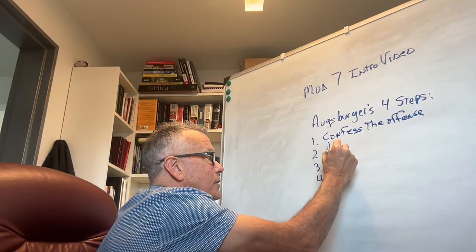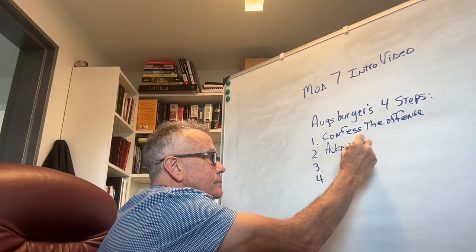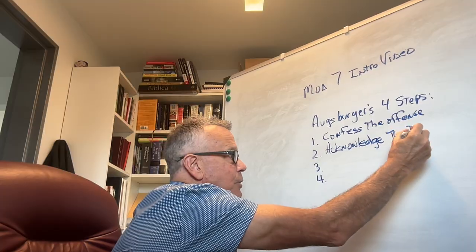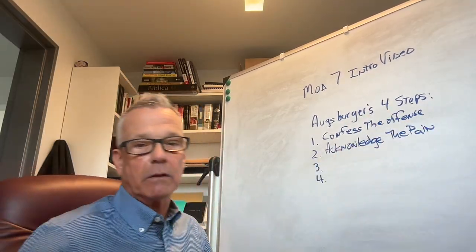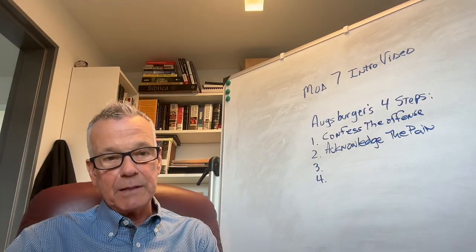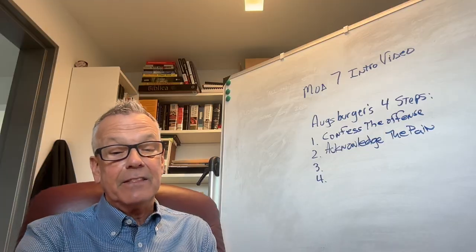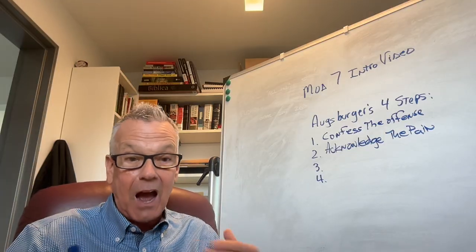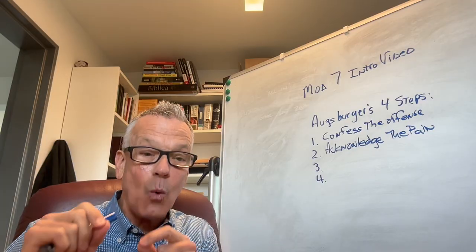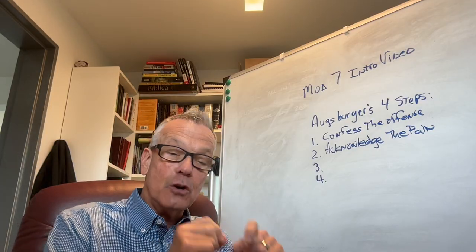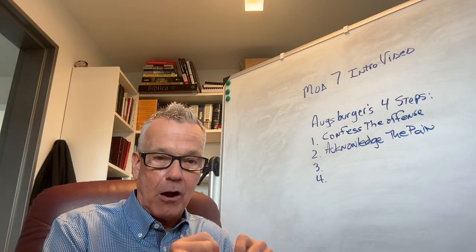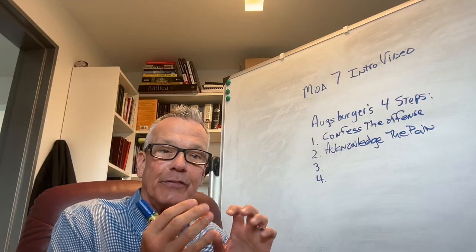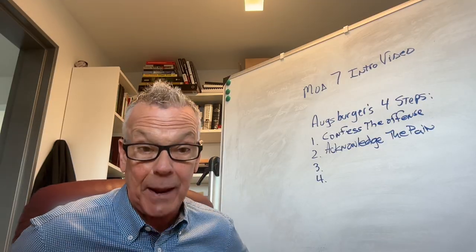You need to acknowledge the pain you caused the person. You need to acknowledge that. You need to tell them, listen, I understand that this hurt you, and here's why it hurt you. They want to know that you know why they are hurt. And they want to get some sense that you're at least trying to feel their pain.